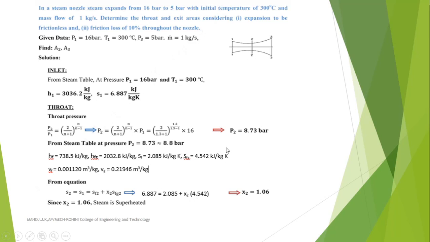Now, look at all the data we have taken from the steam table. Here the formula is S2 is equal to SF2 plus X2 into SFG2. From the previous step, for 8.8 bar we found the values of SF and SFG, and S2 we know is equal to S1, hence all the values are known except X2. By substituting all the values and calculating, we get the value of X2 as 1.059, rounded to 1.06. Hence, as I already told you, the value of X is greater than 1. Therefore, the condition of the steam at the throat region is superheated, right?